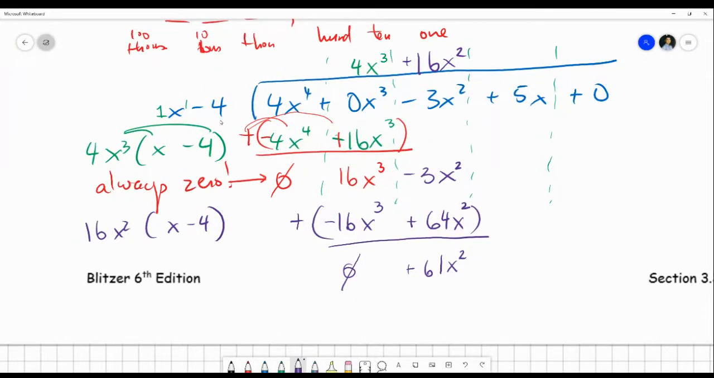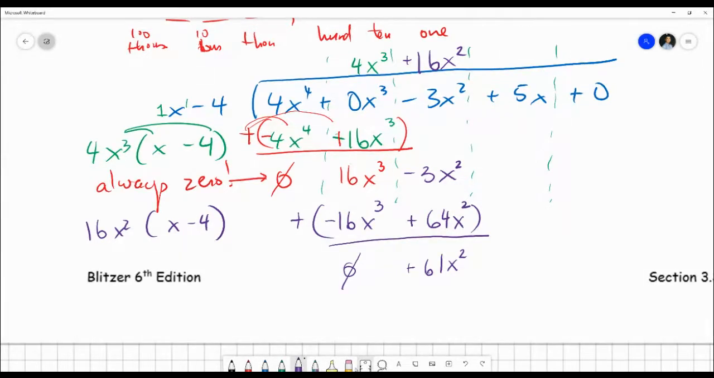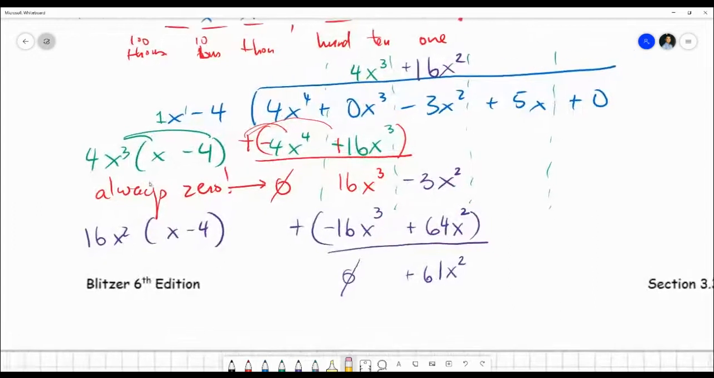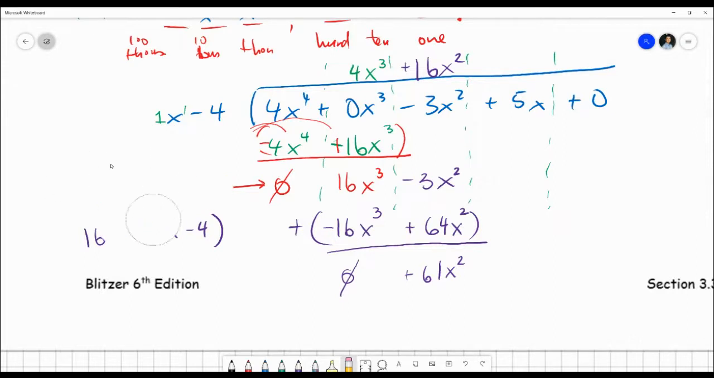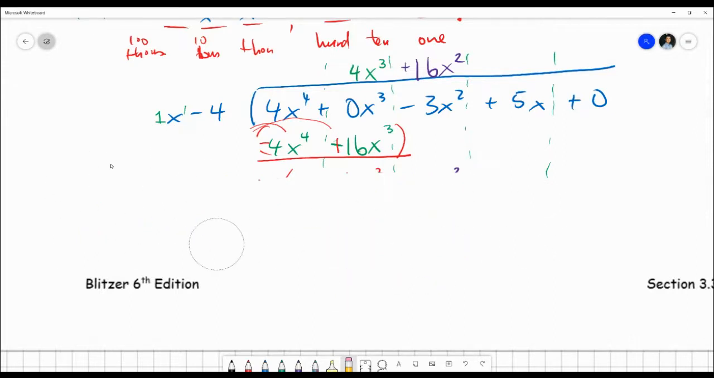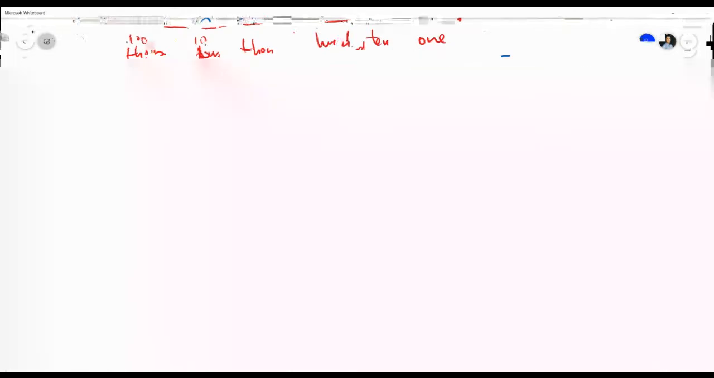This is very similar to the long division. So let me erase all this and we'll start over here. Anytime that you divide, make sure that you stay within the correct column. So here you have x to the 4th, x cubed, x squared, x, and the constant. If you don't have a coefficient, it's understood to be 1. Same thing with the exponent.